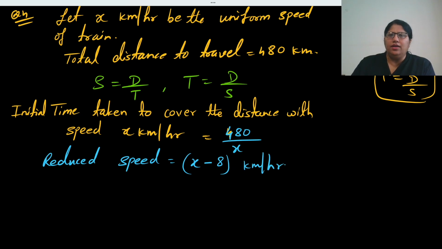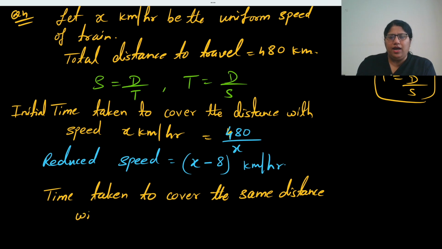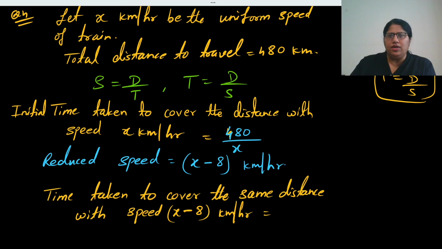Now again you will write the time taken to cover the same distance, because there's no change in distance, right? It is the same 480 kilometer. So to cover the same distance with speed x minus 8 kilometer per hour, the time is going to be equal to distance 480 by the speed x minus 8.